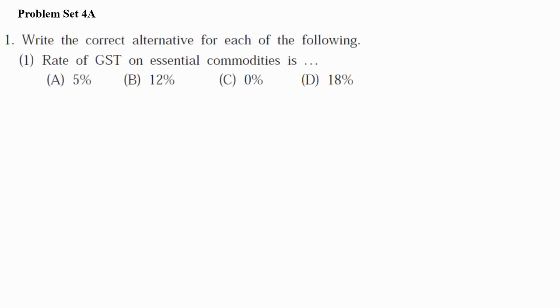Now let us do a few sums on the problem set. This is problem set 4. Write the correct alternatives for each of the following. The first one is, the rate of GST on essential commodities is, we know we studied the slab, the rate of GST on essential commodities was 5%.